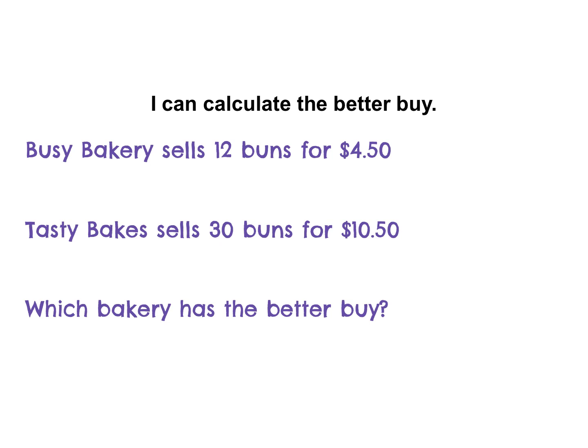So here I have 2 different bakeries, Busy Bakery and Tasty Bakes. Busy Bakery sells 12 buns for $4.50. Tasty Bakes sells 30 buns for $10.50. Which bakery has the better buy? In math, when we're talking about a better buy, we're talking about the one that has the cheaper unit rate. So even though it might not make sense that we want to buy a bigger amount, we're still going to say better buy. The definition of that is to say which one has a cheaper unit rate.